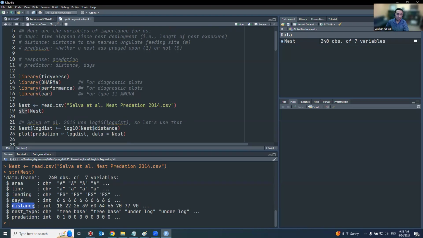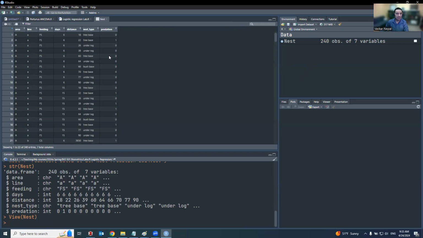In all of this, we are only interested in 3 columns: predation, distance, and days. Predation right here, that is your response. Days and distance, those are your predictor variables. In particular, initially, we will look at distance. If the nests are far, then they are probably not going to be preyed upon, right? That's the hypothesis. So if distance does not have any effect on whether predation happens or not, then that means that the ungulate feeding site does not affect the predation on the quail nests.